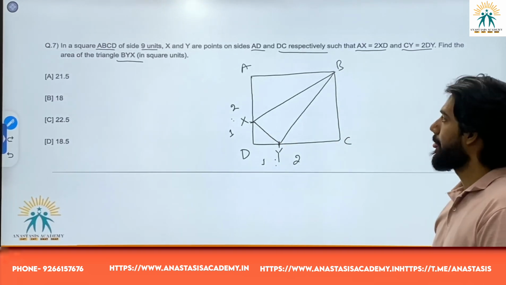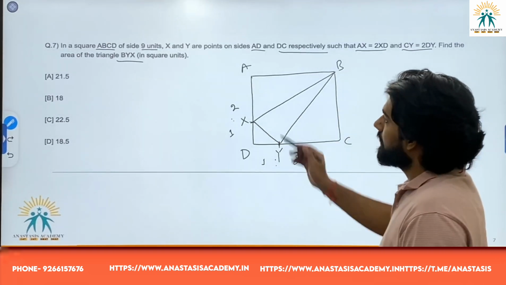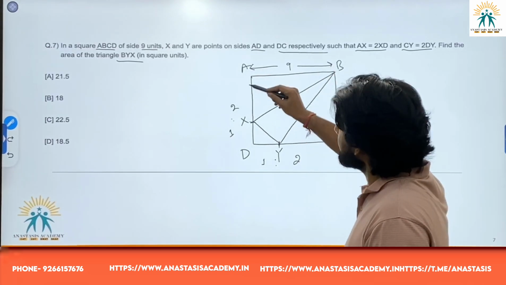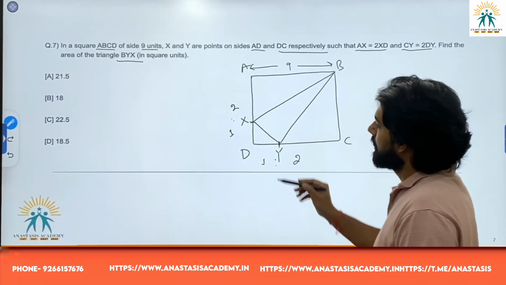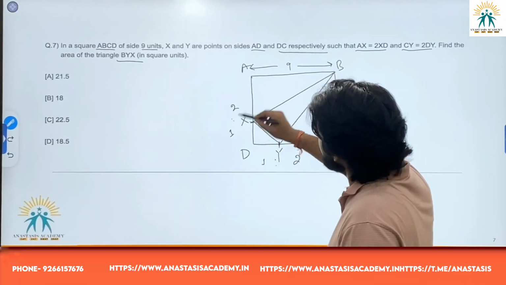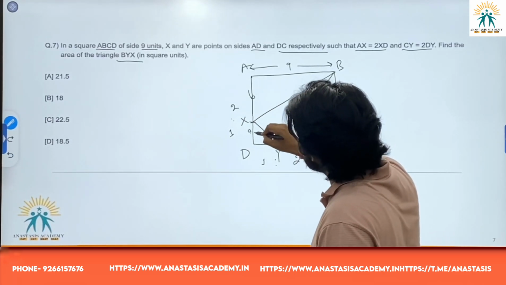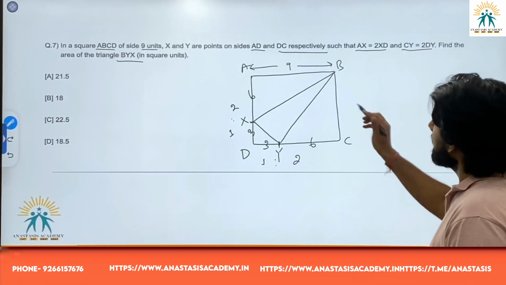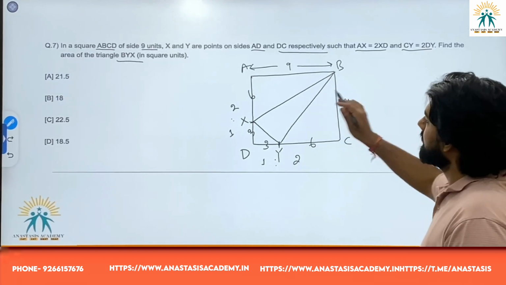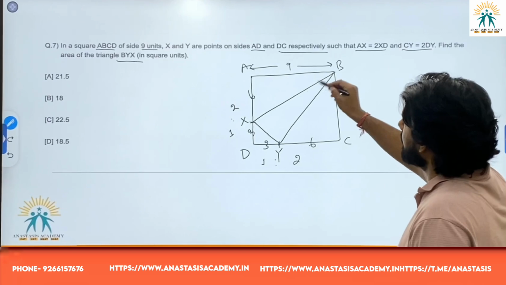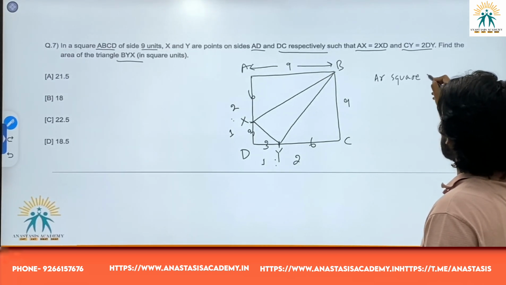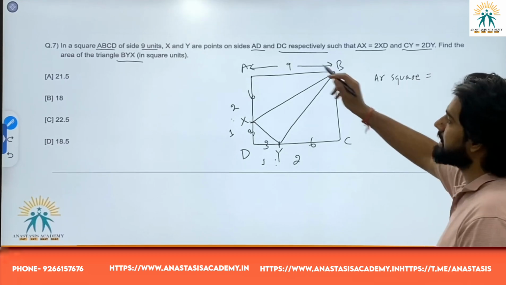The side of this square is given as 9, and this side is divided into this ratio. So this side 1:3 means this is 6 units, this is 3 units, this is 3 units, this is 6 units. So I can easily find the area of this square. Area of square. Complete square is side square, that is 81.